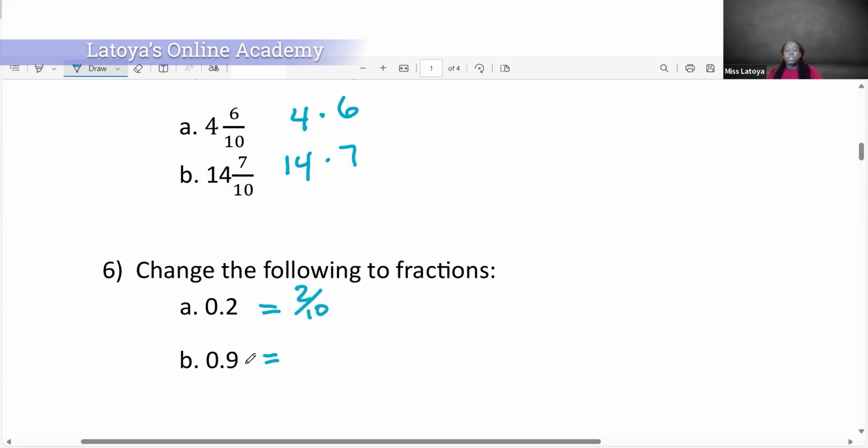How do I write 0.9 as a fraction? This is 0.9, or 9 tenths. The 9 is in the tenths place. So this can be written as 9/10.